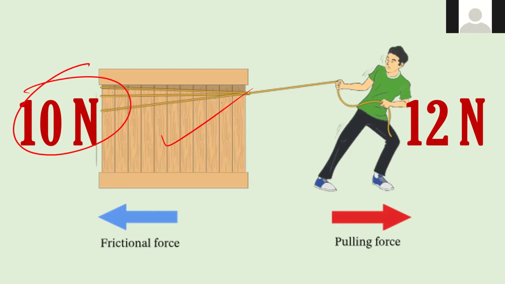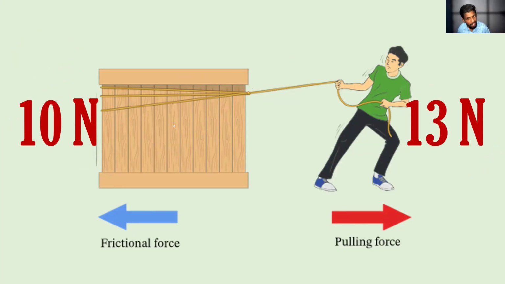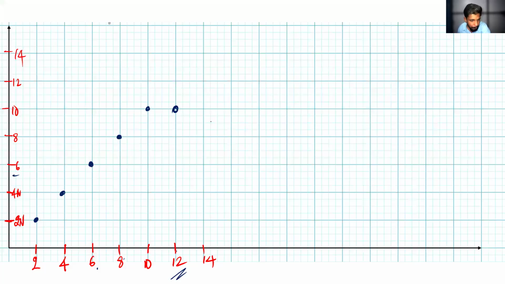Okay, sir. Right? When I am applying 12 Newton, the frictional force cannot be 12 Newton, that is 10 Newton. When I am applying 13, the frictional force will be 10. So now we'll mark that, right? When I am applying 12 Newton, frictional force 10. When I am applying 14 Newton, the frictional force was the same, 10. Okay. Now I'm going to mark.